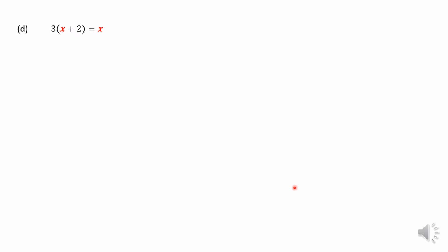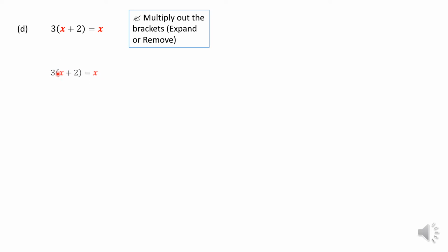So let's look at further equations here. So we have got the x plus 2 in brackets here, and then we have a 3 here. So this is one term. So in order for us to get the x to be alone, we need to expand. We need to remove these brackets. We need to multiply out. All right? And when you do multiply out, 3 times x gives you 3x, and 3 times 2 gives you 6. All right, so now it is like our previous examples we did.